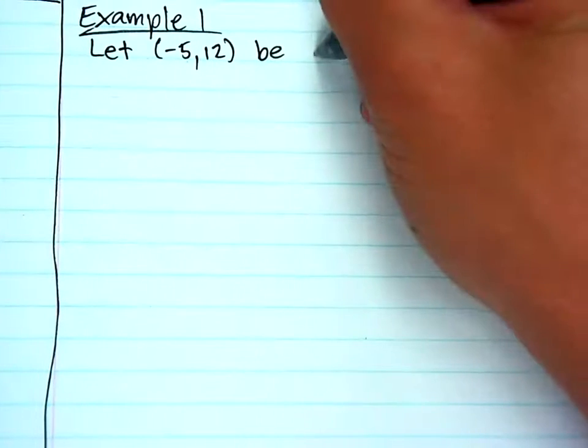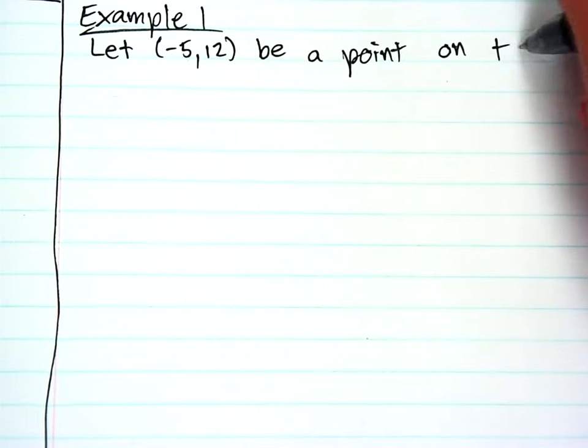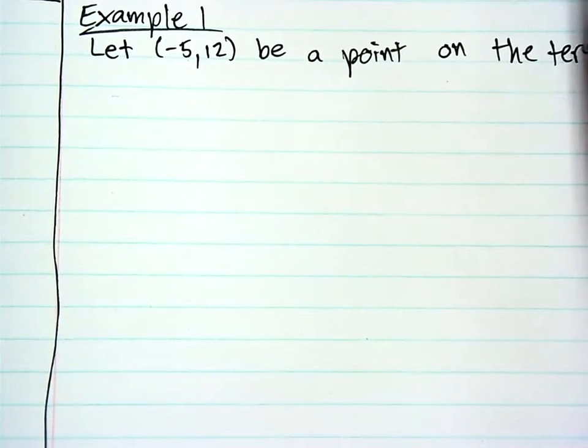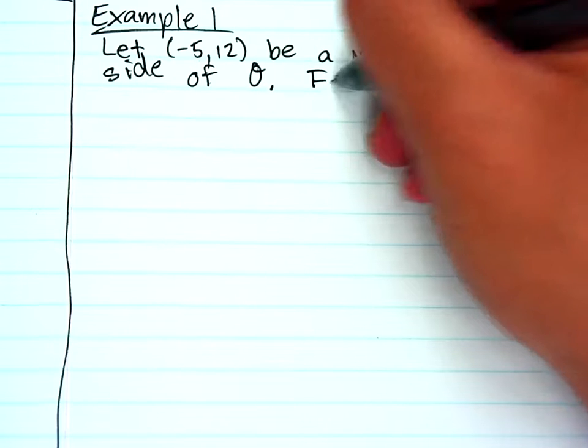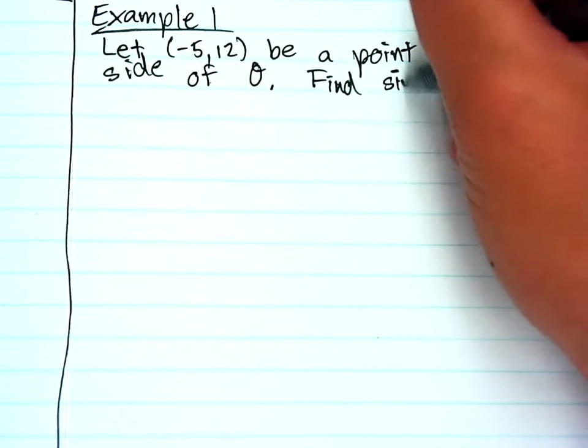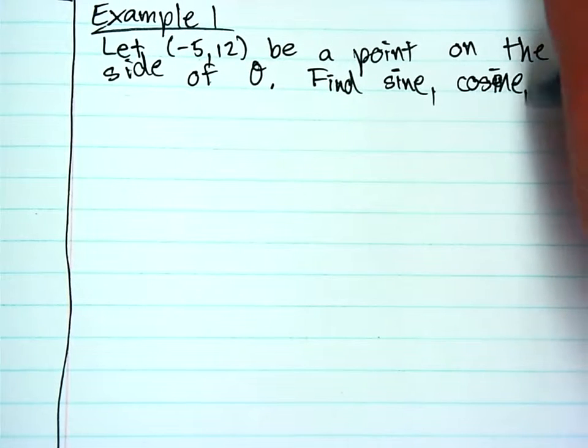So example 1, let's go ahead and write this in. Let (-5, 12) be a point on the terminal side of theta. And then what you're going to do is find sine, cosine, and tangent of theta.